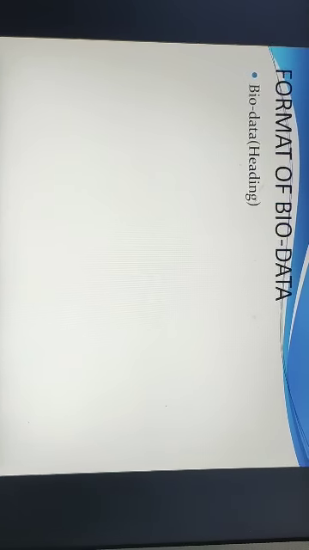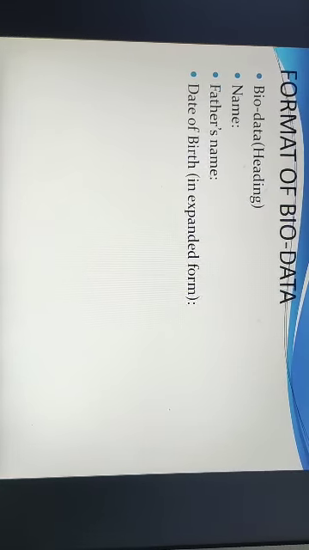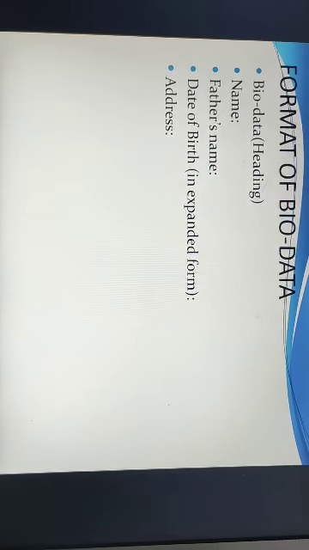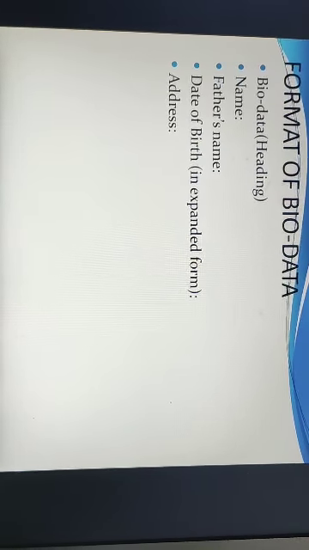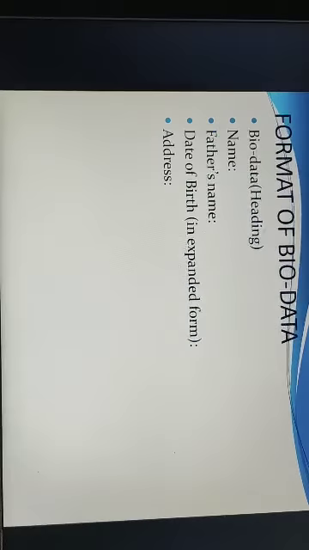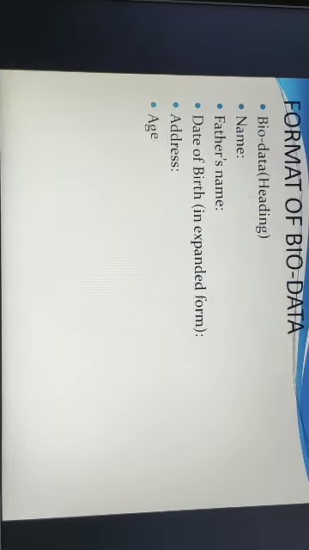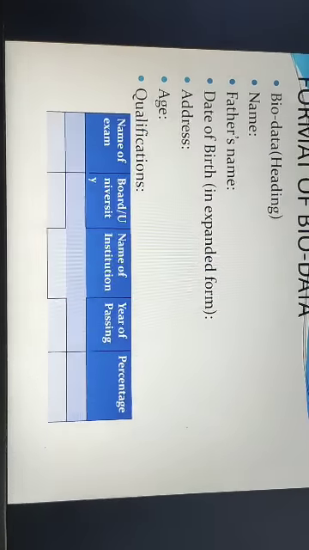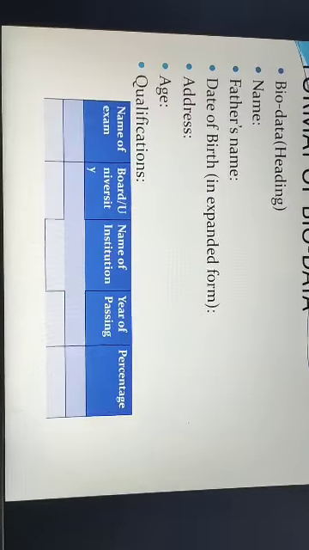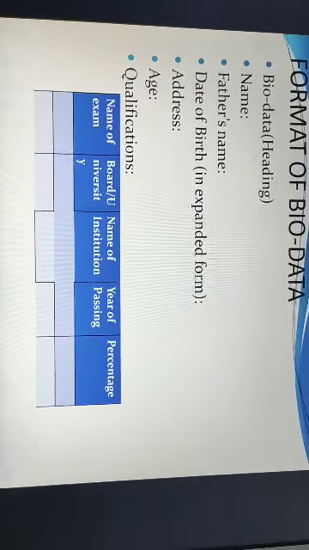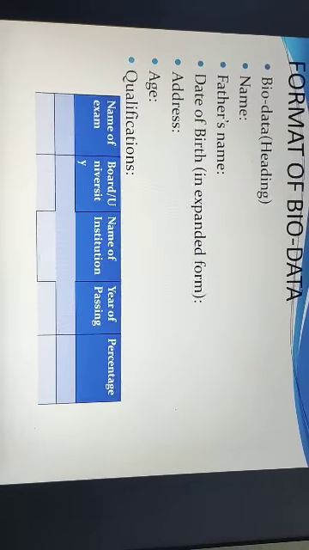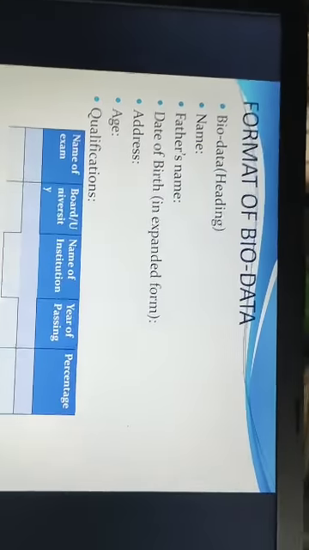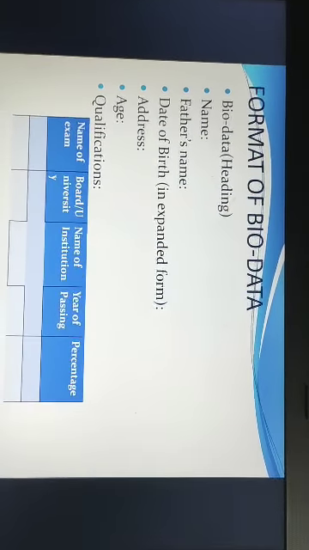Now let us look at the format of the biodata. In biodata, first you have to write your name, then comes your father's name, date of birth. Date of birth is always in expanded form, meaning you have to write month, year. Then your address, age, qualifications. Remember the qualifications you have to provide in a box as is shown here. Name of the exam, board or university you have written from, name of the institution, year of passing and percentage of marks that you have got in that particular exam.